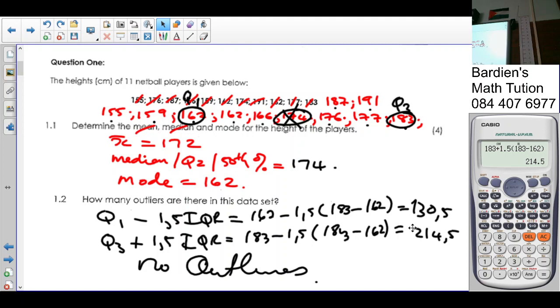Yes, Michael? So what if you say there's no number below 130.5, and there's no number above 214.85? Just below or way below doesn't matter. Remember, the smallest value here is 155.